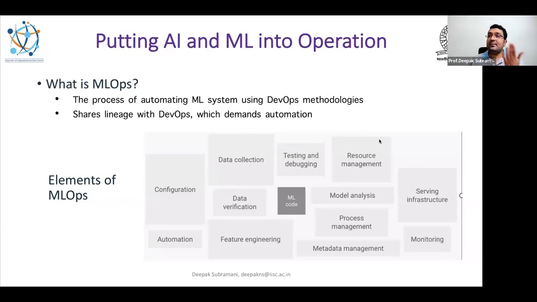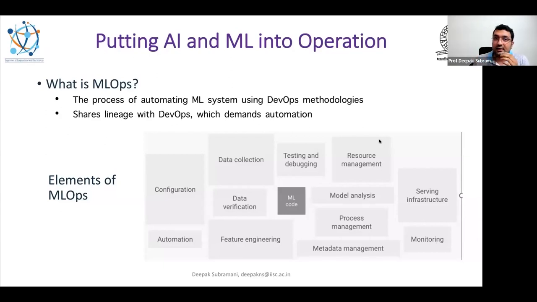So when you put MLOps in practice, this is what is called machine learning operations. You must automate machine learning systems and put them in production, using principles of software development and DevOps. DevOps methodologies applied to ML systems is what is called MLOps. The name shares its lineage with DevOps, which demands automation. When you put machine learning into production, you must automate several tasks such as collecting the data, training, retraining, and looking at the performance of the model afterwards, all of that.